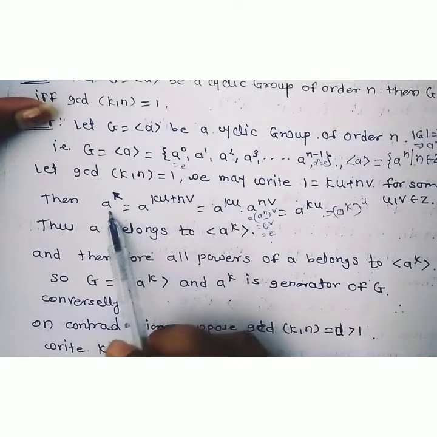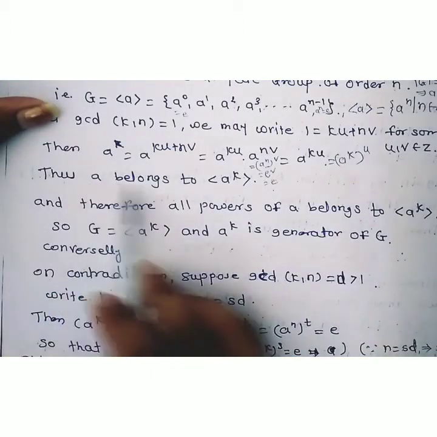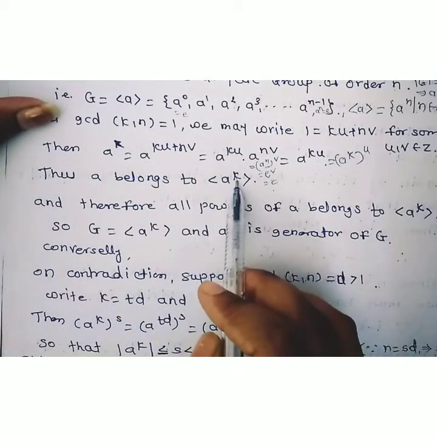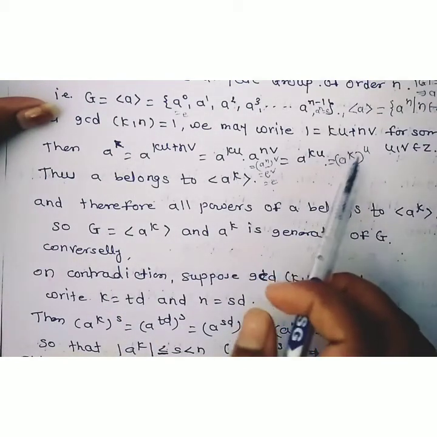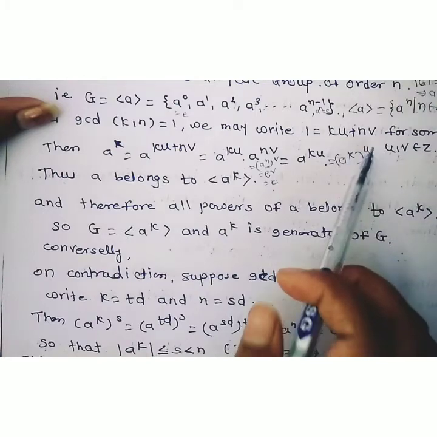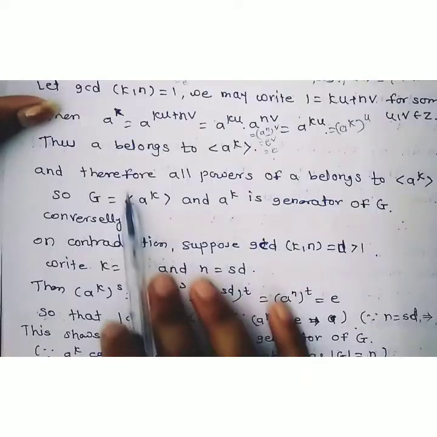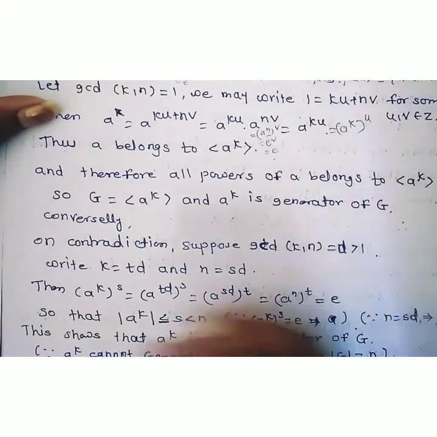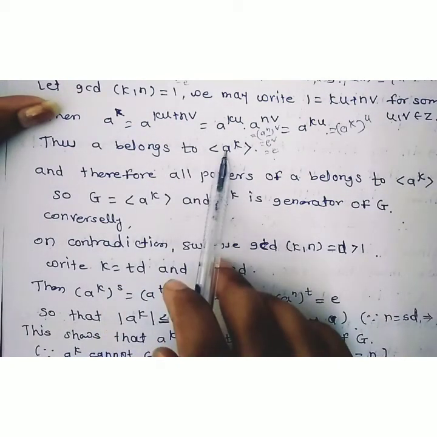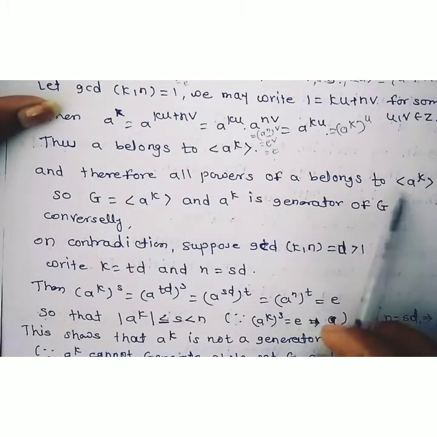That is, every element of group G can be written in the powers of a raised to k. Thus a belongs to the set generated by a raised to k. Therefore, as a can be written as a raised to k to some power, here the power is u. Therefore, all powers of a belong to the set generated by a raised to k. If we consider any power of a, this also belongs to the set generated by a raised to k.